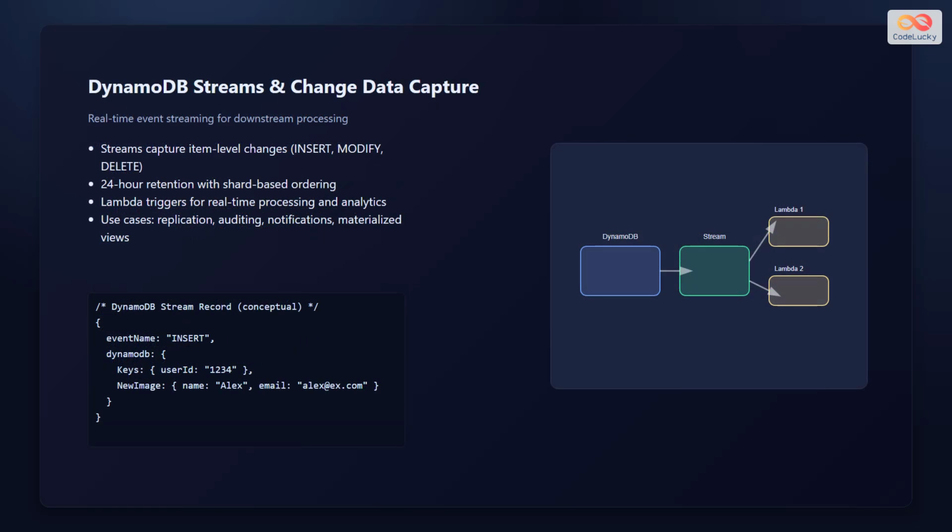DynamoDB streams capture item-level changes to your table in real time. Every time you insert, modify, or delete an item, the stream records that change. Changes are retained for 24 hours. Streams enable event-driven architectures. You can trigger Lambda functions to react to changes, replicate data to other systems, or maintain audit logs. This is incredibly useful for building responsive applications. For example, when a user signs up, a stream event can trigger Lambda to send a welcome email, update analytics, and notify other services, all without your application code handling these tasks.